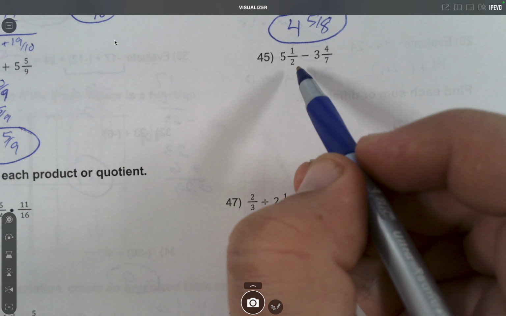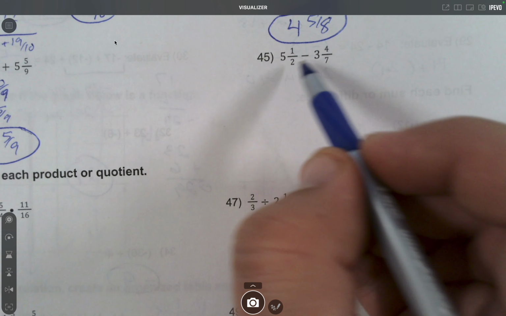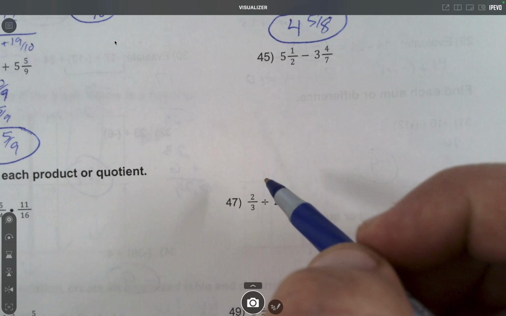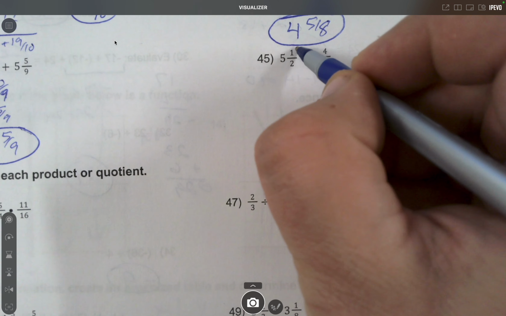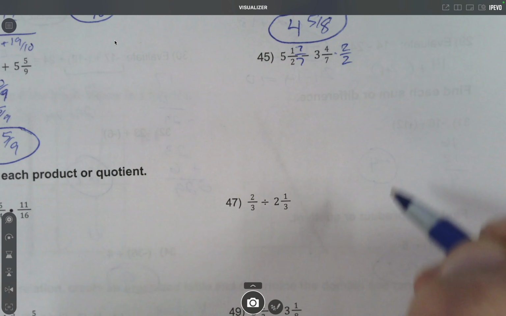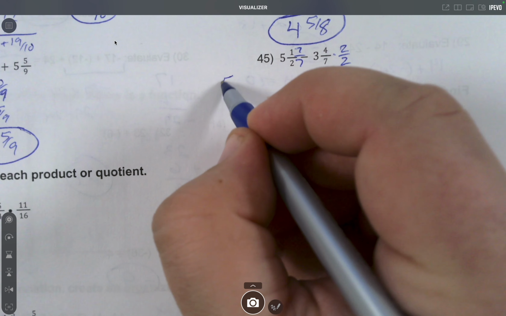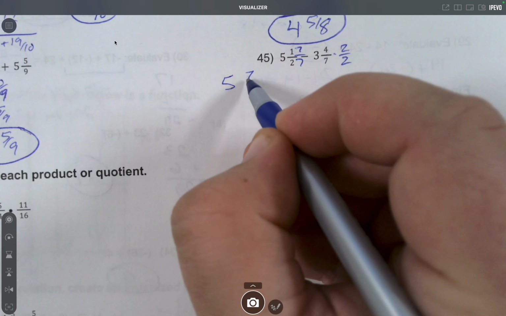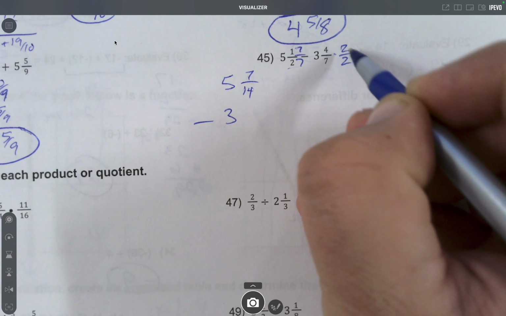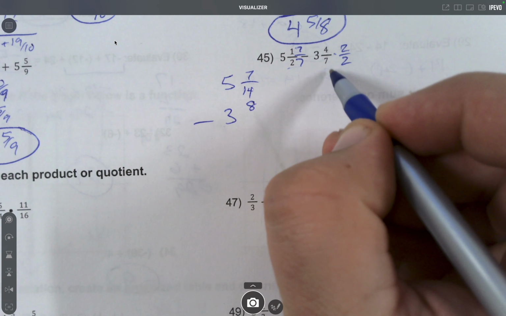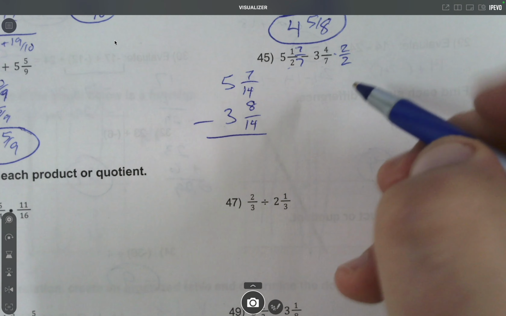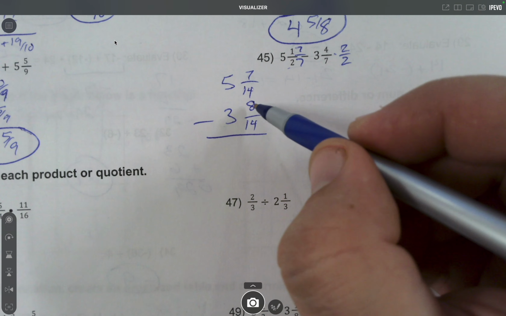Okay, this one takes a little more work, because we can't just turn 2 into a 7 or 7 into a 2. But the lowest number they both go into is 14. So I can multiply top and bottom of this one by 7, top and bottom of this one by 2. So I'll do 5, 1 times 7, or 2 times 7, minus 4 times 2 is 8, 7 times 2 is 14.